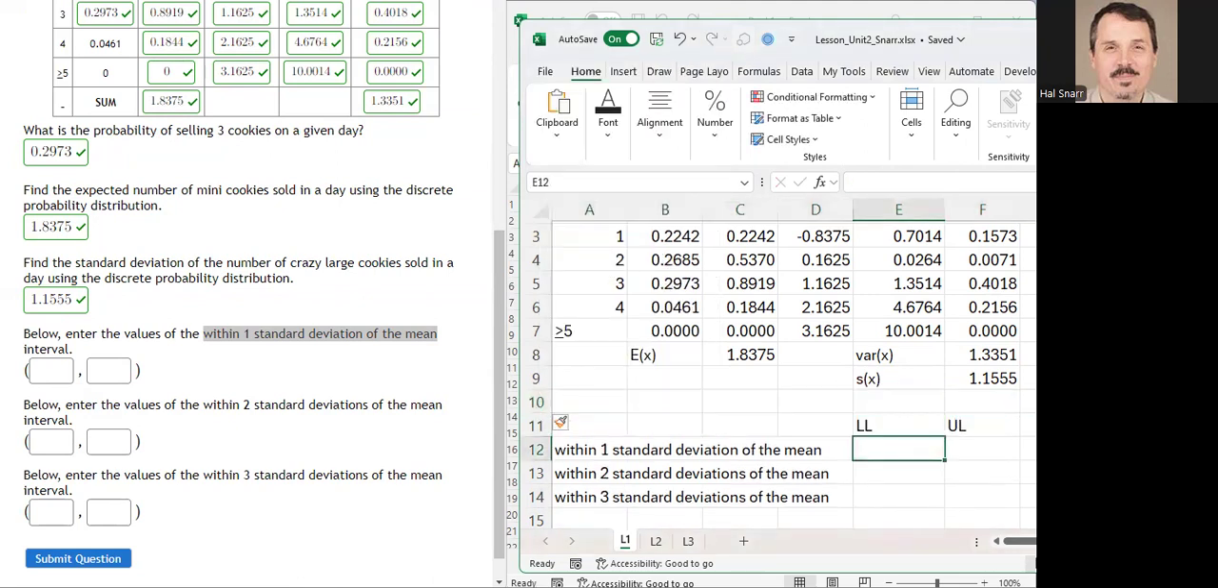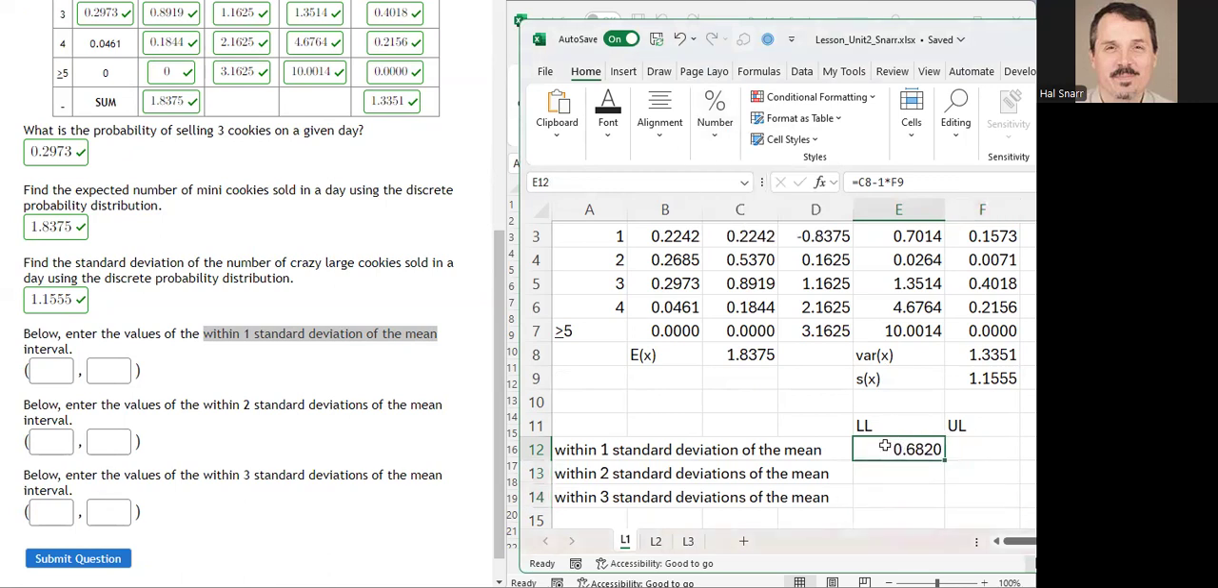Okay, one standard deviation below the mean. I got the mean, which is 1.8375. I want to be below it, so I'm going to do minus. And I want to be one standard deviation below it, so 1 times the standard deviation. And I'll change all these to 4 decimal places.